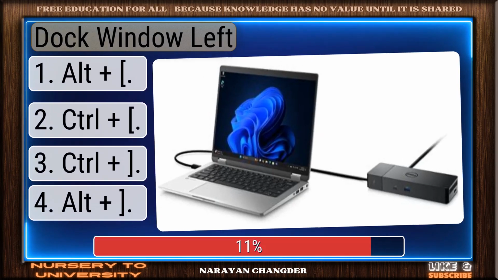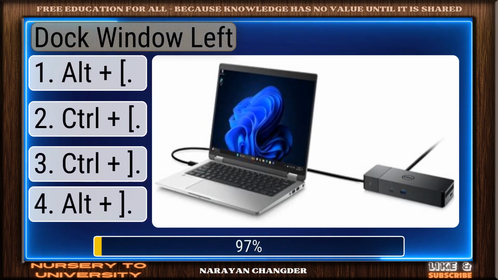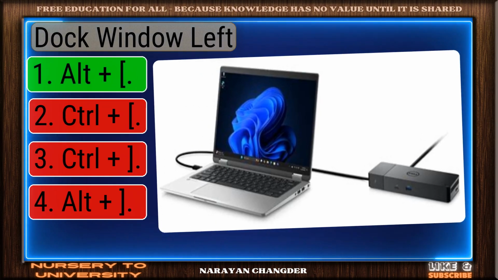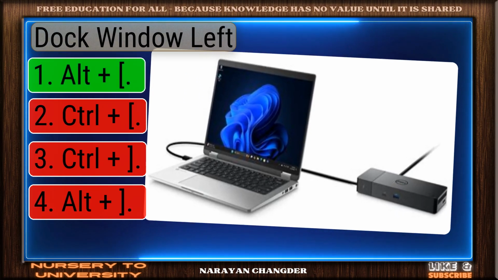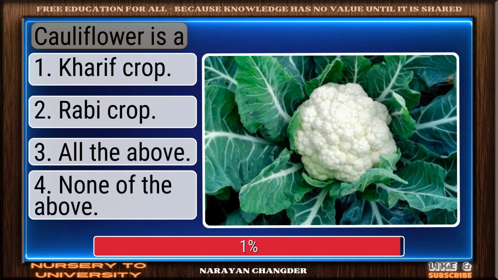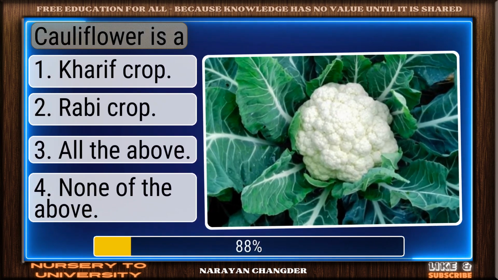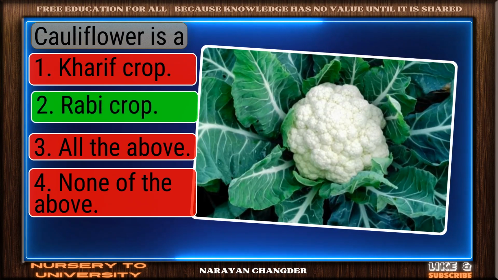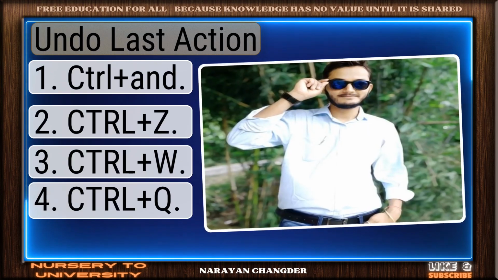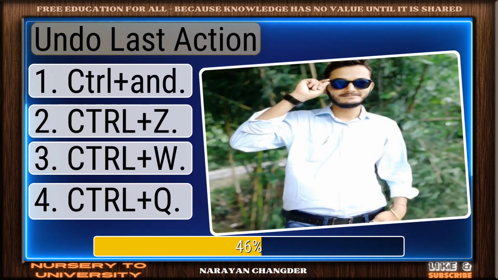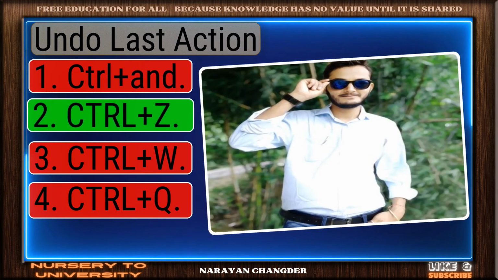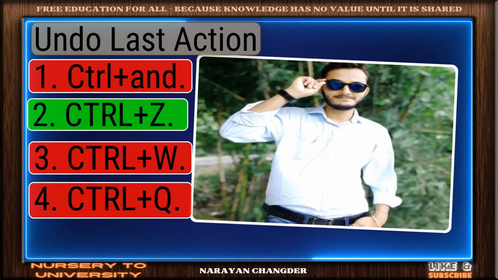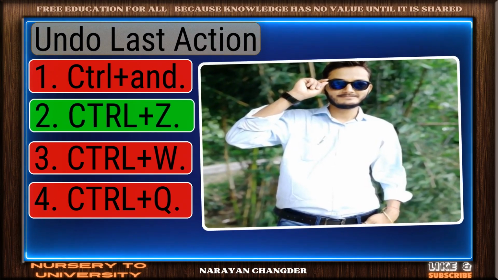Dock window left. You're right. Alt plus left arrow is the correct answer. Cauliflower is a dash. Well reasoned. Rabi crop is the correct choice. Undo last action. Nice selection. Ctrl plus Z is the correct and valid answer.